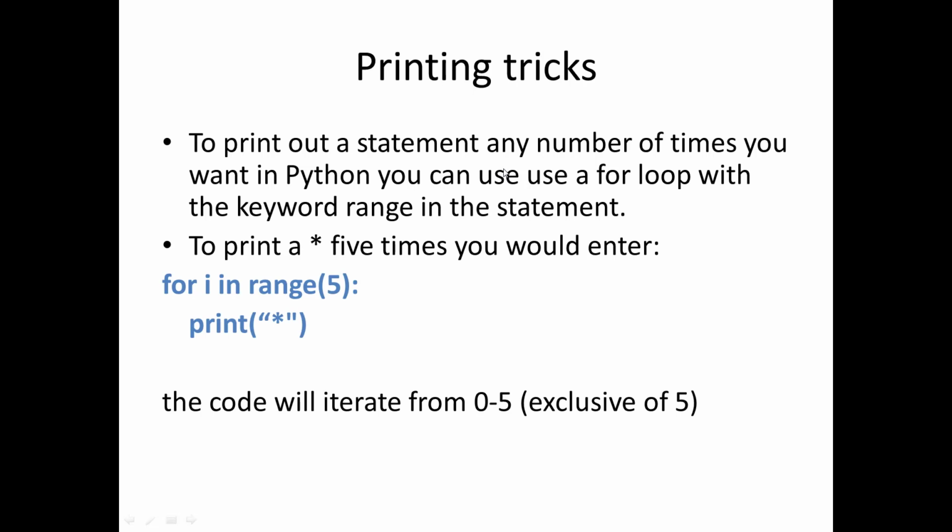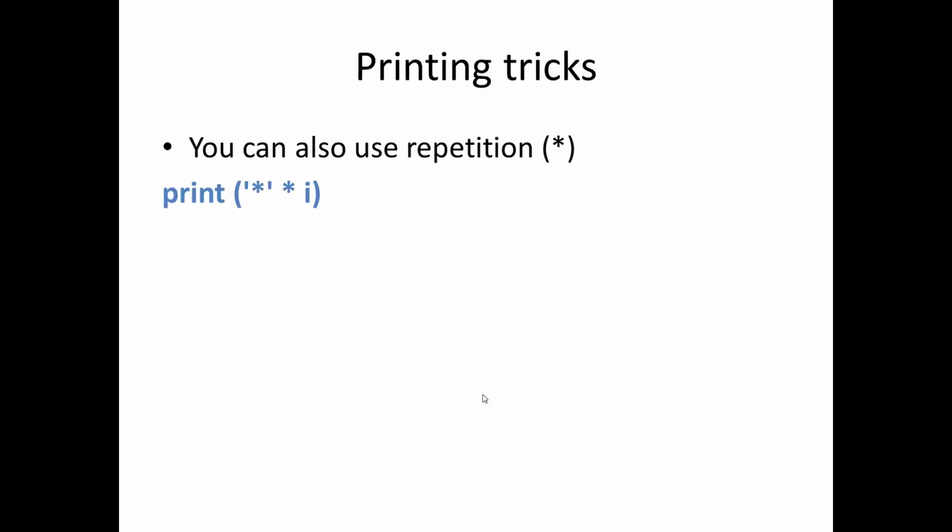The first concept is a couple of printing tricks. So you can print out a statement any number of times you want in Python by using a for loop with the keyword range in the statement. So to print a star 5 times, you would enter for i in range 5, print star. This statement will cause the code to iterate from 0 to 5, exclusive of 5, but you'll still get 5 stars because you're starting at 0.